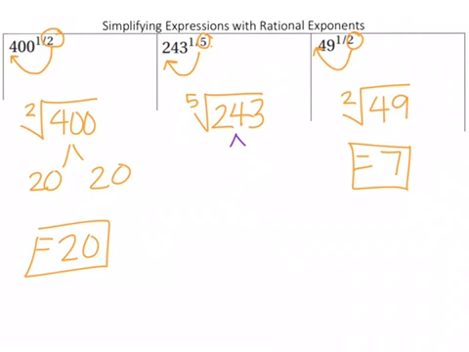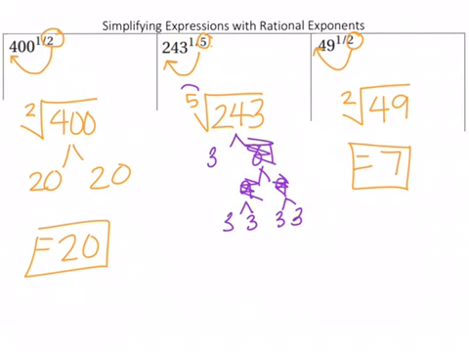So 243 can be divided into different numbers. Let's see what we got. I'm going to have 3 times 81 is 243. Then I have a 9 times 9. I bring that down to 3 and 3. And you guys can already tell that the 5 of a kind we have is 3. And so that's your answer there.